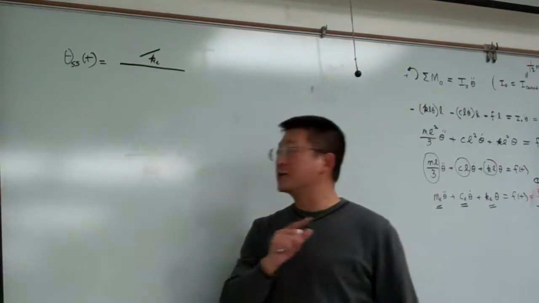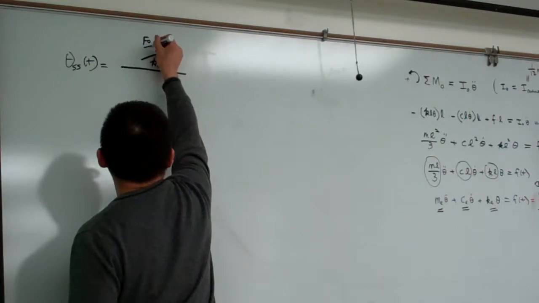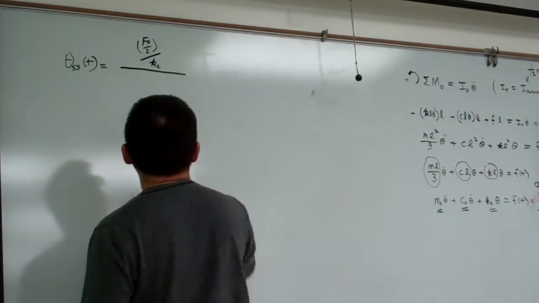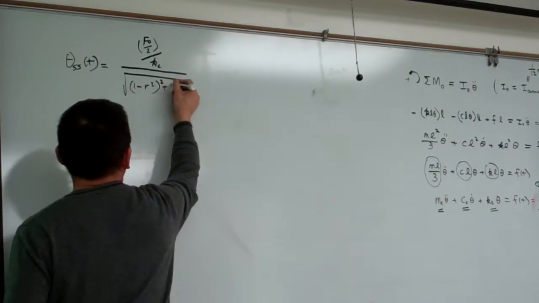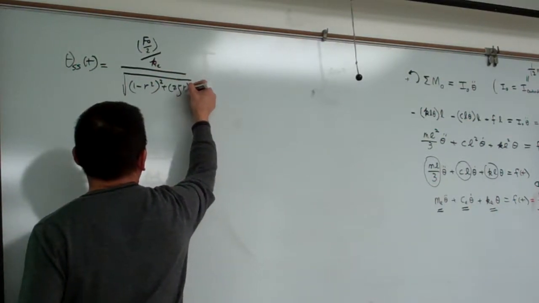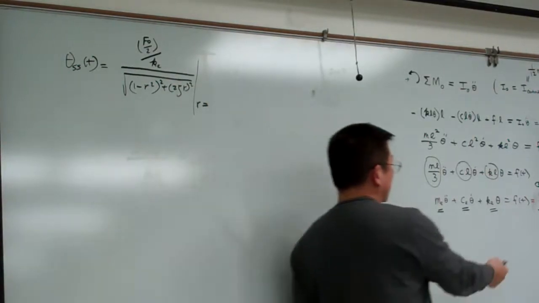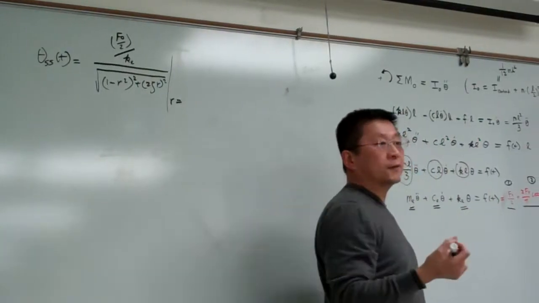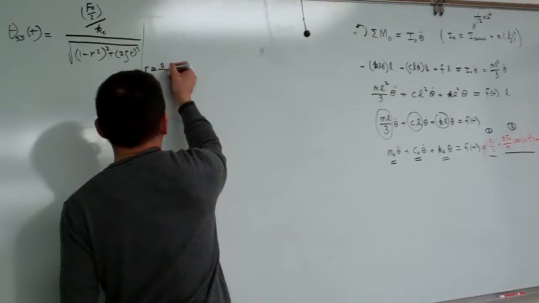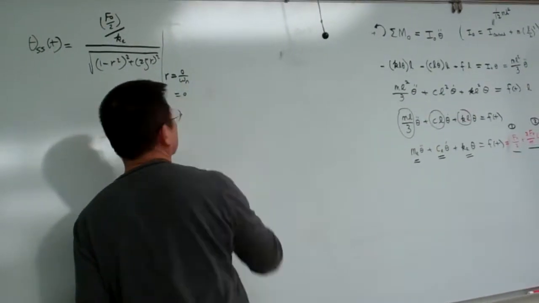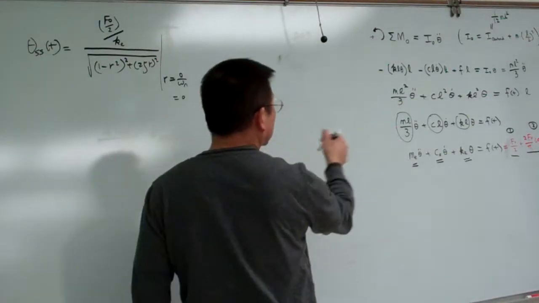So for the first term, right now I'm working on the response to the first term. For the first term, the magnitude is F0 divided by 2. Okay? And then the denominator is the square root of (1 minus r squared) squared plus (2 zeta r) squared. And for the first term, r equals how much? The first term's operating frequency ω is equal to 0. So this one is 0 divided by ωn. That is 0.